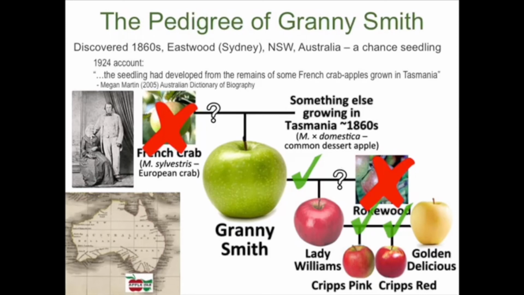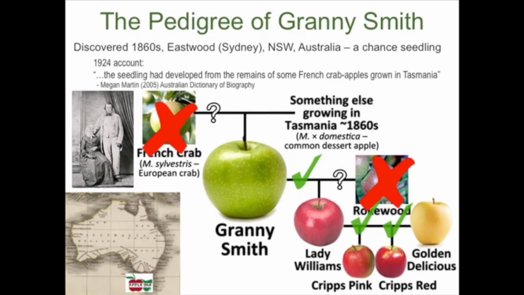So if you look it up on the internet, you find out it was discovered apparently in the 1860s in Eastwood in Sydney, which is in New South Wales. It came up as a chance seedling, right? So it was Granny Smith. In 1924, the best account we have is that the seedling had developed from the remains of some French crab apples grown in Tasmania.